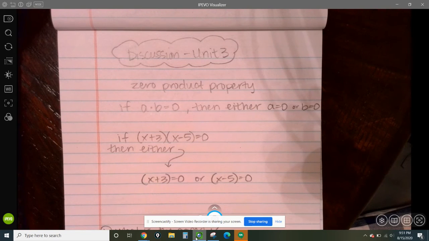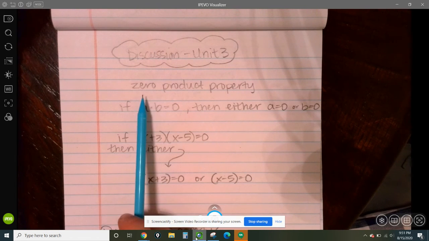Hi guys, this video is to help you with the discussion for Unit 3. So I would suggest that you grab a piece of paper right now and go through these notes with me, write them down, and then use that page of notes to do your discussion for Unit 3. When you do the discussion, make sure that you answer all the questions on the discussion and add as many details as you can. That's how you get the full points for the discussion.